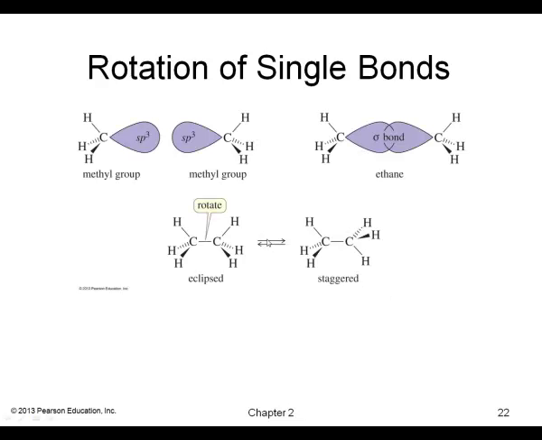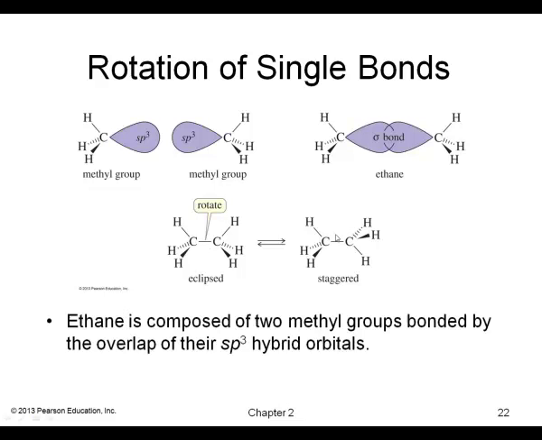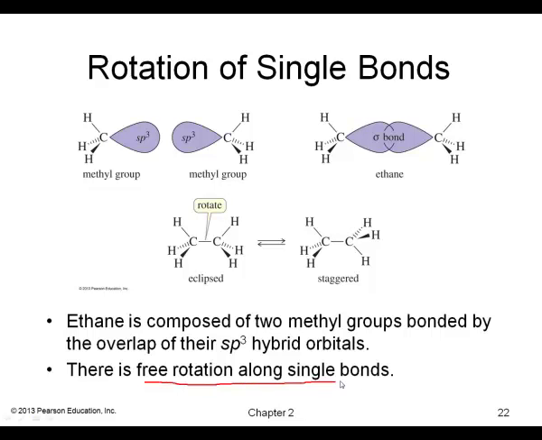Here, getting into the rotation of single bonds, when we form a sigma bond, that sigma bond can easily rotate. So here is the eclipsed. See how all the hydrogens eclipse each other across that bond? If you rotate this bond, you can get the staggered conformation. So we always have nice free rotation along single bonds. We do not get that with double or triple bonds.